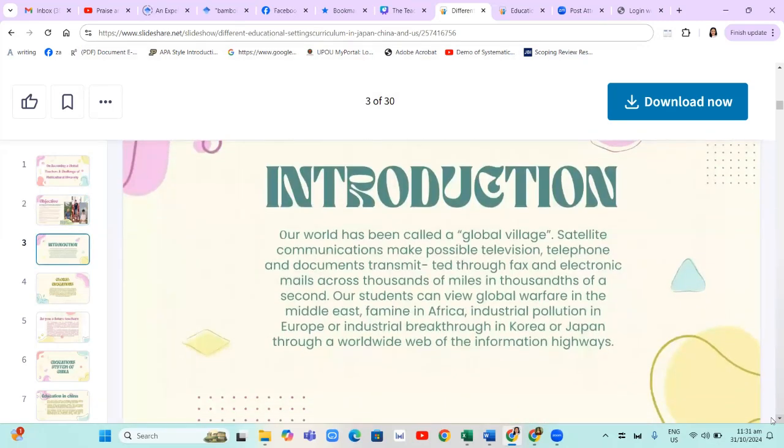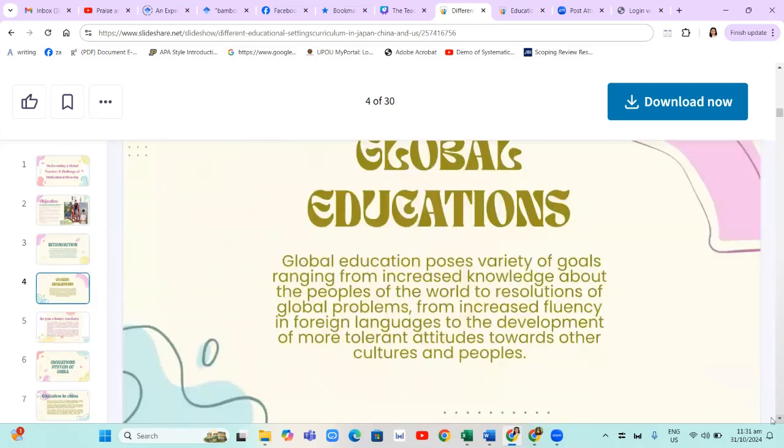Our world has been called a global village. Satellite communications make possible the television, telephone, and documents transmitted through fax and electronic mails across thousands of miles in the thousands of a second. Our students can view global warfare in the Middle East, famine in Africa, industrial pollution in Europe, or industrial breakthrough in Korea or Japan through a wired World Wide Web of the information highways.